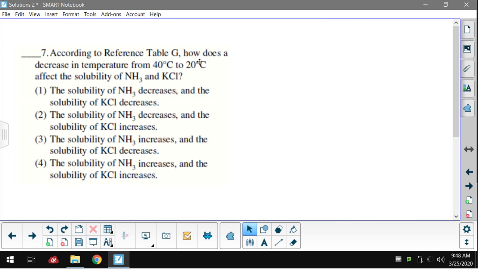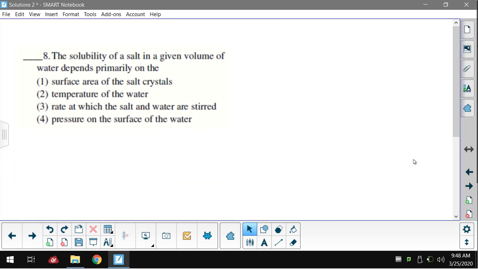So according to reference table G, as the temperature goes from 40 to 20, the temperature is going down. If temperature is going down, the solubility of the gas will go up, and the solid will go down. NH3 increases, KCl decreases as the temperature decreases.